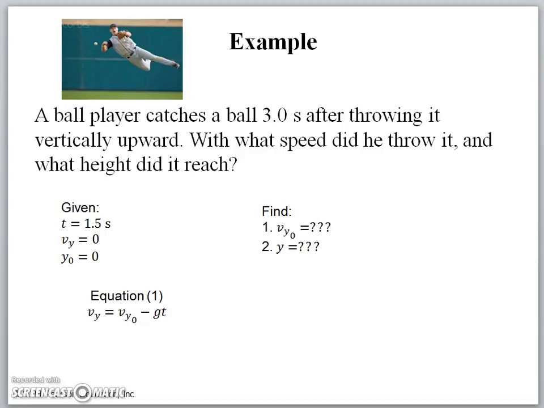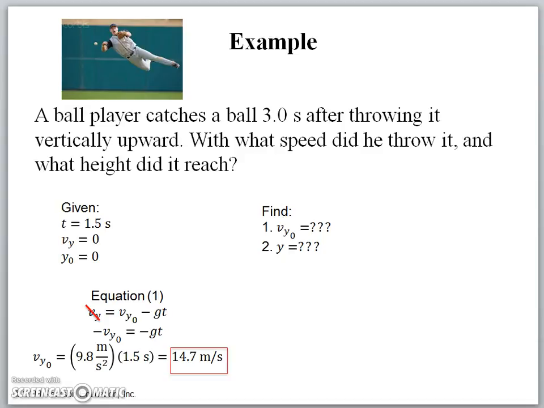The equation you want to use is vy equals vy naught minus g t. Now please press pause to plug and chug and solve for the correct answer. Again, remember to cross out any variables that equal 0. When you plug and chug, you should get 14.7 meters per second.